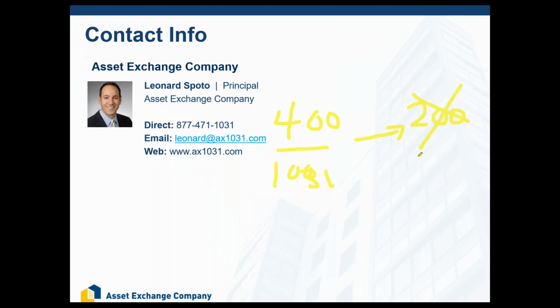No, she's doing an exchange. Natasha needs to put $400,000 down. Otherwise, she has boot. She's got money left over. And unless she goes out and buys a second property with that, Natasha's got a problem. Don't let your lender screw up your 1031 exchange by telling you to put less down. You need to put all of the cash in your exchange account down on the new property.